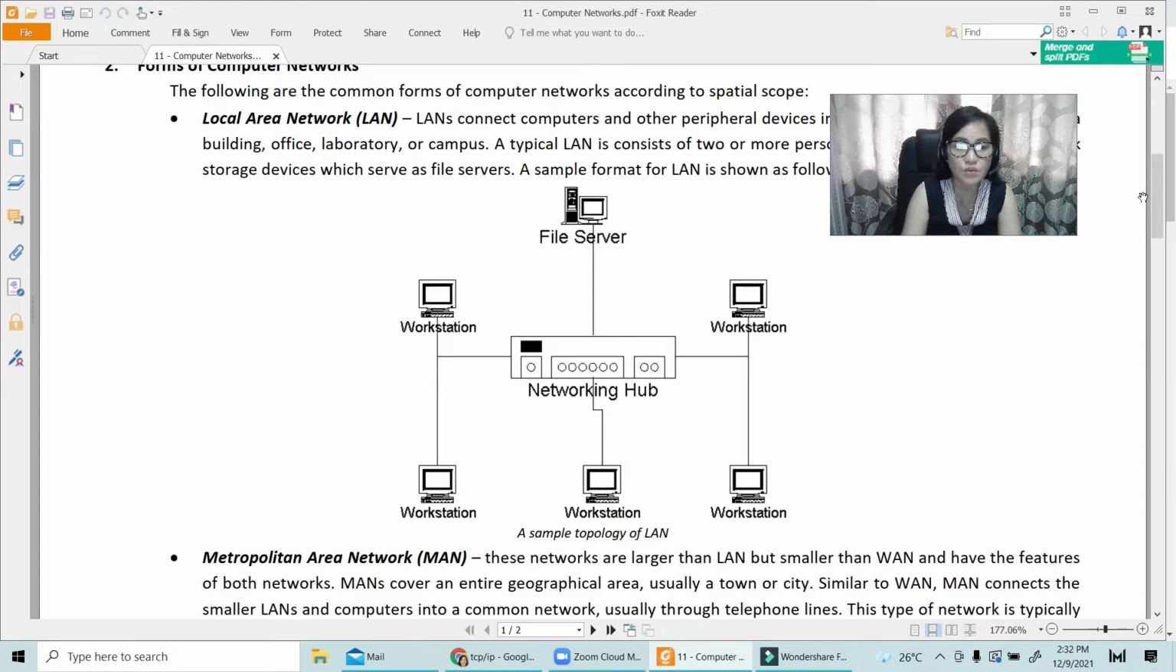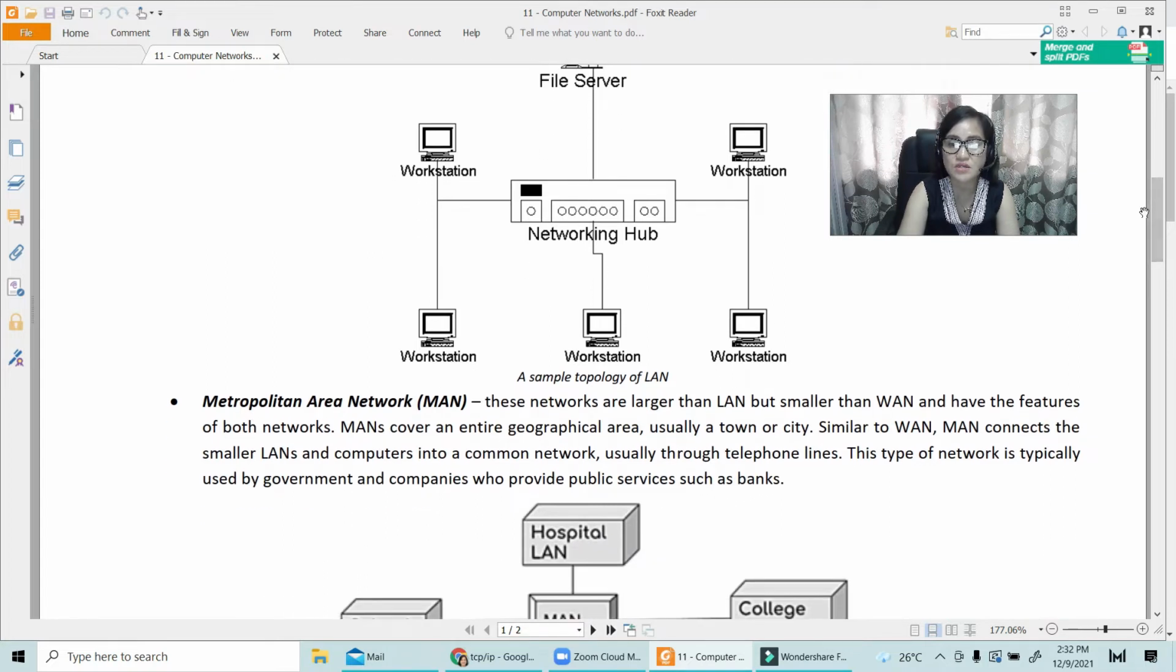And then the second one is the MAN or the Metropolitan Area Network. These networks are larger than a LAN but smaller than a WAN, so it has features of both networks. A MAN covers an entire geographical area, usually a town or a city. Similar to a WAN, or the wide area network, a MAN connects the smaller LANs and computers into a common network, usually through telephone lines. This type of network is typically used by government companies who provide public services such as banks.